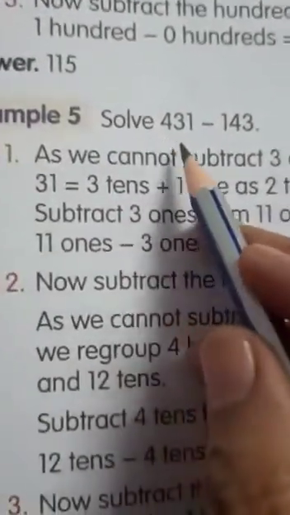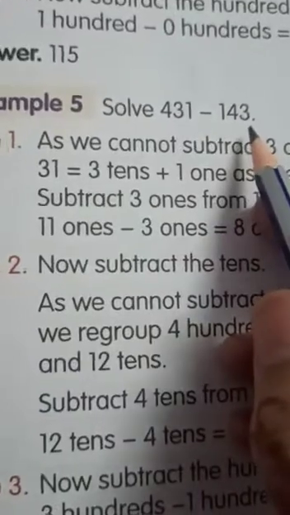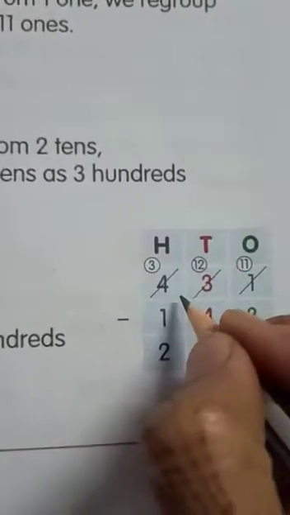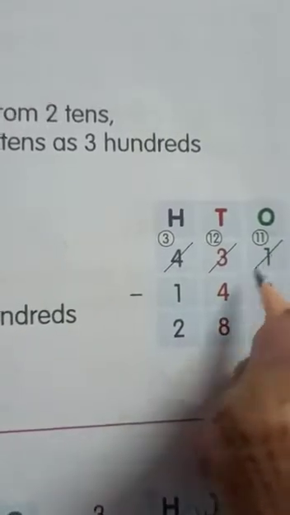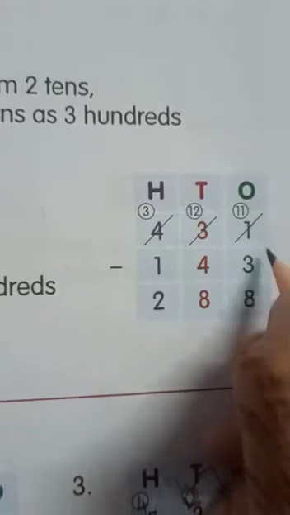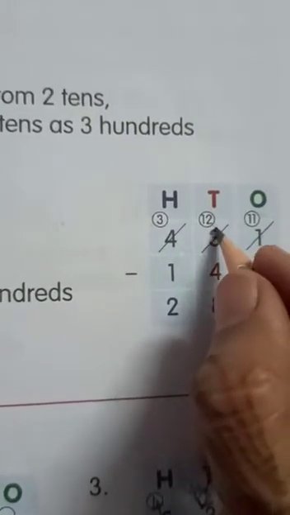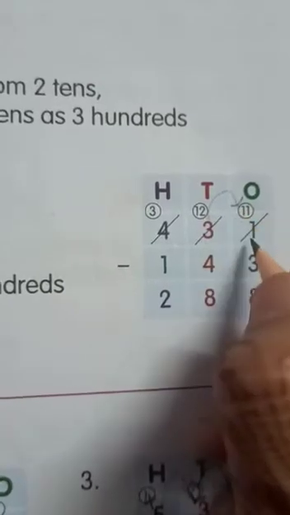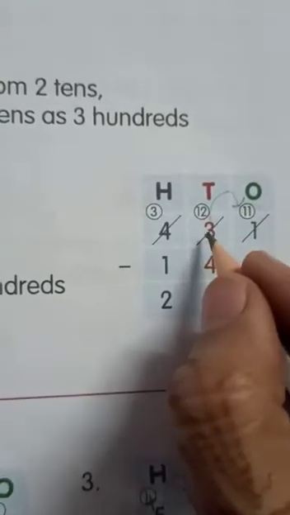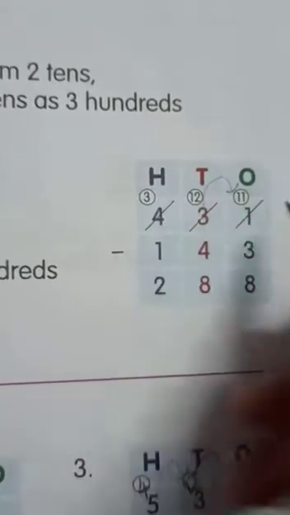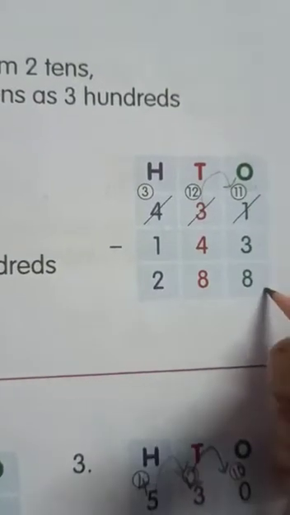Solve 431 minus 143. First write the numbers in their correct places, 431 and 143. Again 3 cannot be subtracted from 1, so we have to do the regrouping. So take 10 from the tens place. This 1 will become 11 and this 3 will become 2. 11 minus 3 is 8.